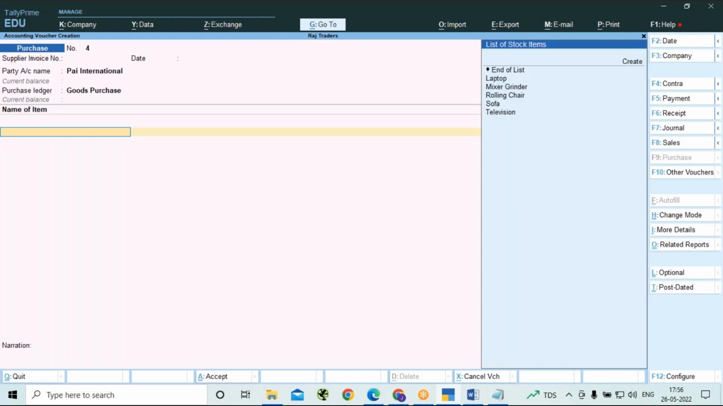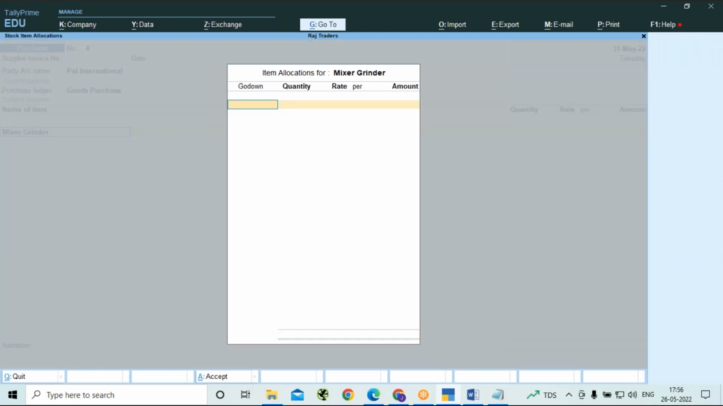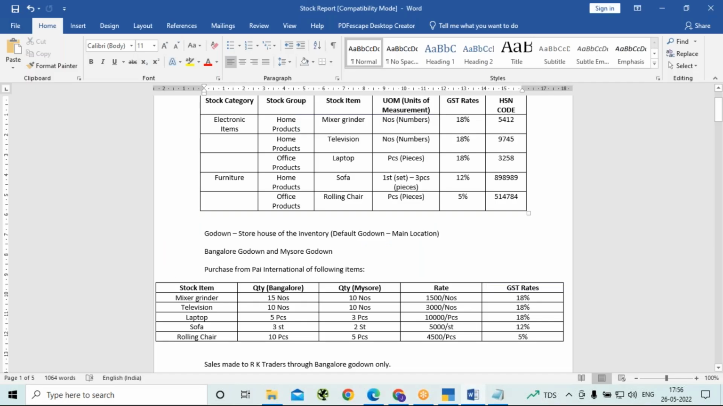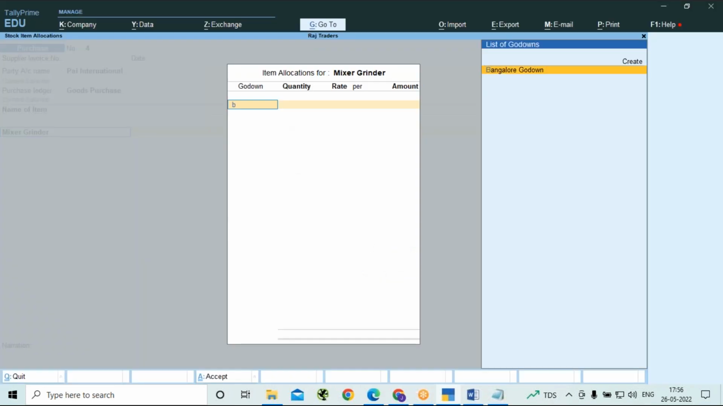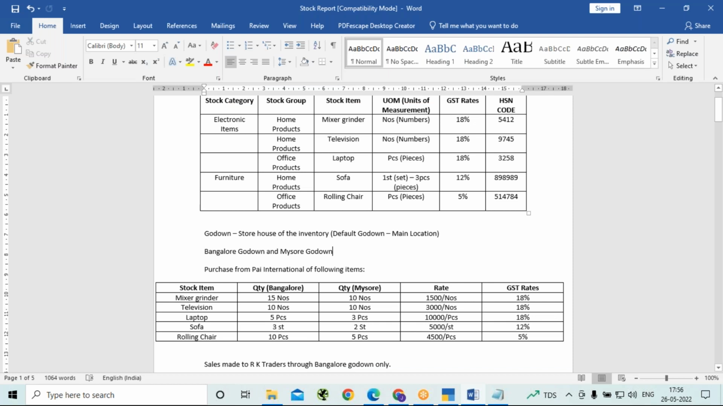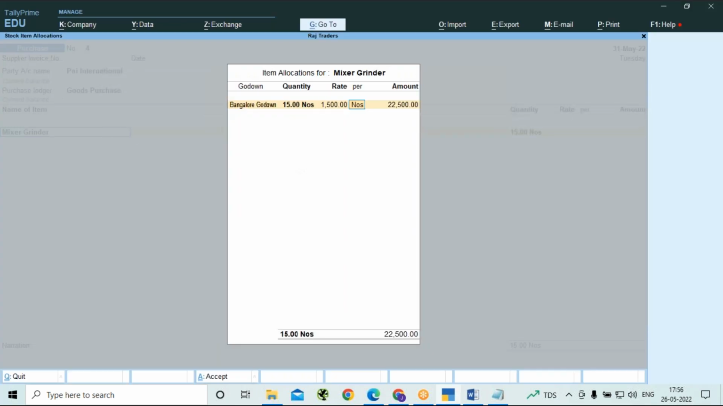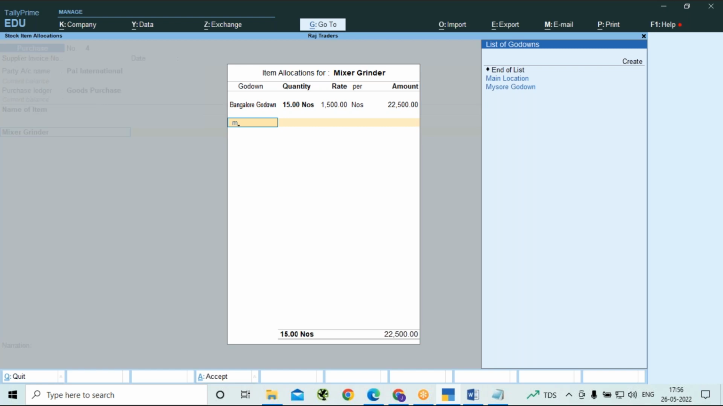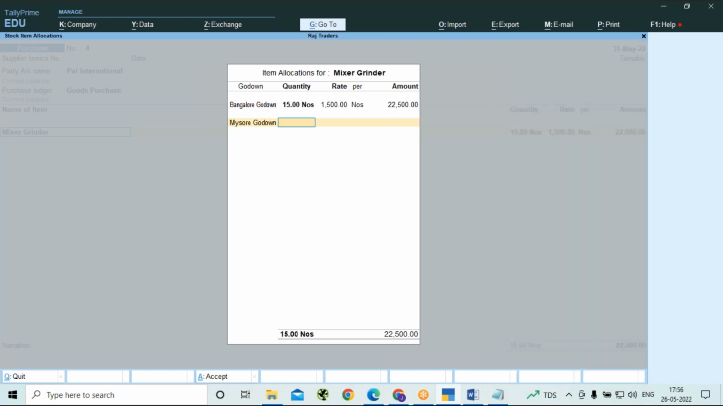Now select the stock items one by one. So, mixer grinder. For different godowns, different numbers. For Bangalore, it is 15 numbers. The rate is 1500 per number. And for Mysore, it is 10 numbers.